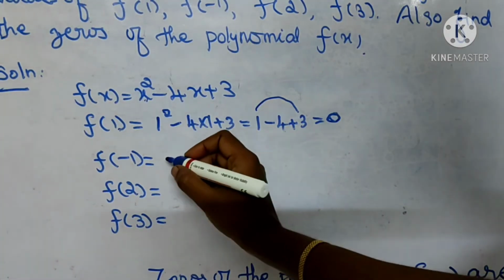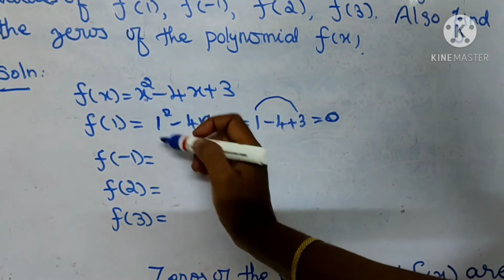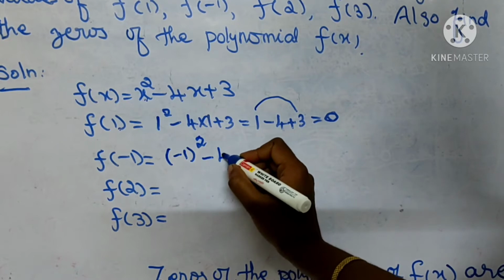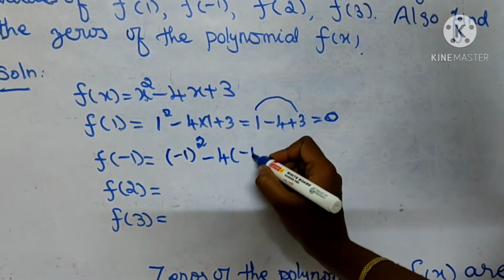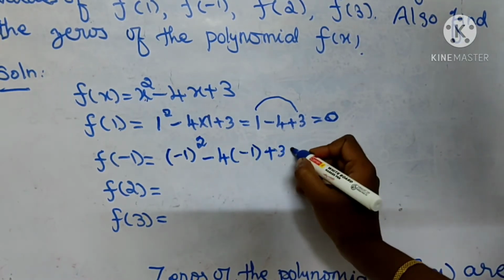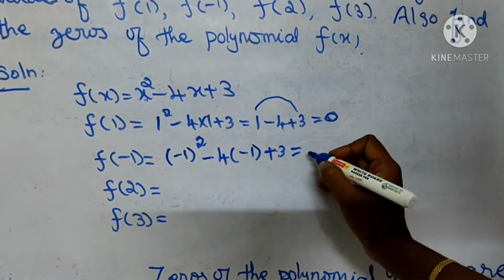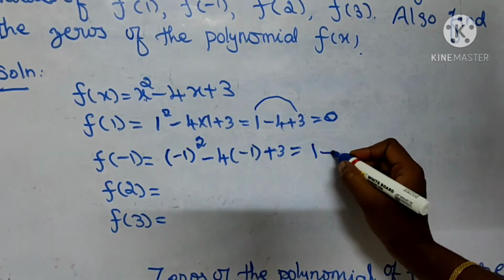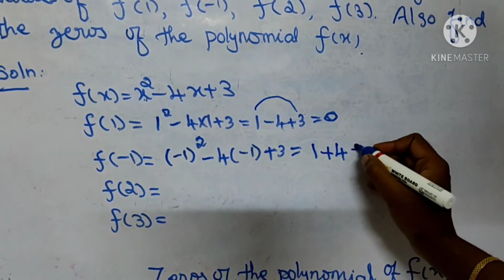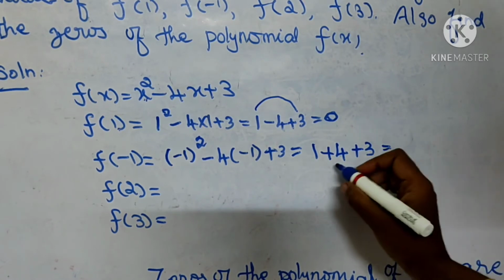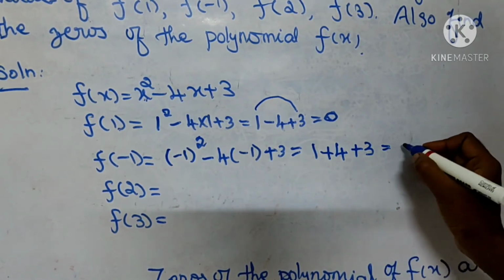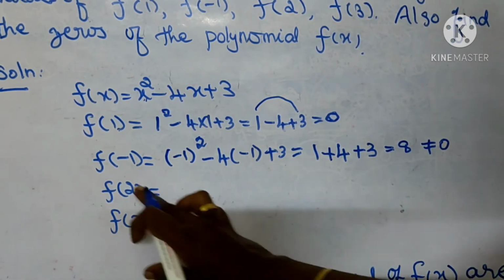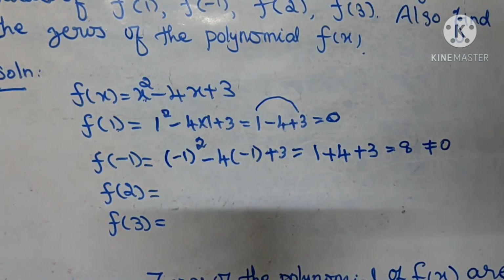Now find f of minus 1. Substitute minus 1 in place of x. So minus 1 the whole square minus 4 into minus 1 plus 3. Minus 1 the whole square is 1, and minus 4 into minus 1 is plus 4, plus 3. The value of 1 plus 4 plus 3 is 8. This is not equal to 0, so minus 1 is not a zero of the polynomial.